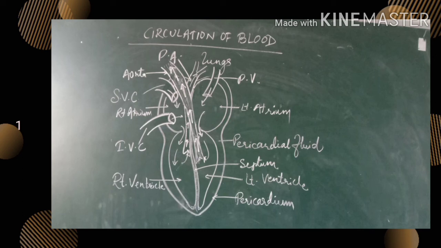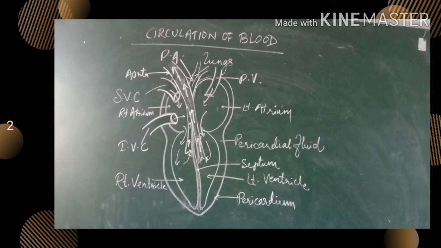The auricular systole is followed by ventricular systole, during which deoxygenated blood from the right ventricle moves into pulmonary artery, which takes it into the lungs for oxygenation. After oxygenation, oxygenated blood is brought into left auricle by pulmonary vein. The oxygenated blood from left auricle then moves to the left ventricle, and from left ventricle it is finally pumped into aorta, which carries it to the various body parts.